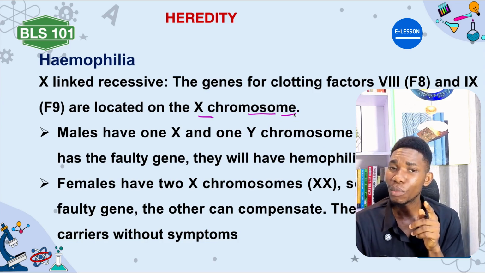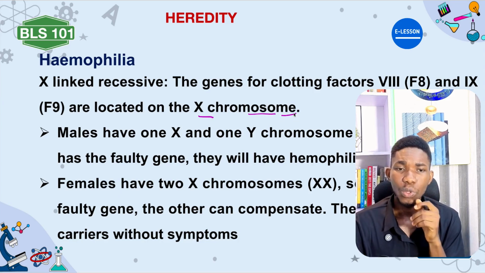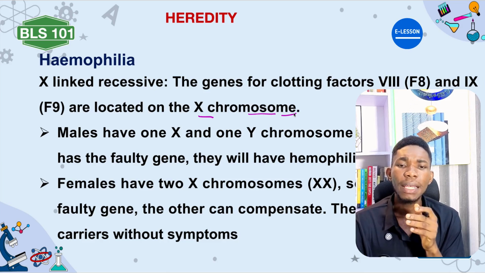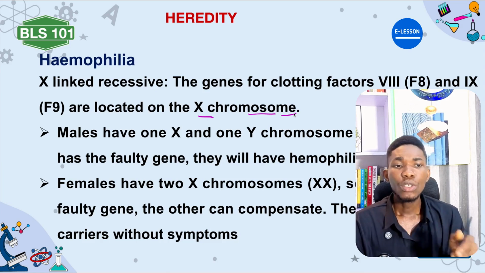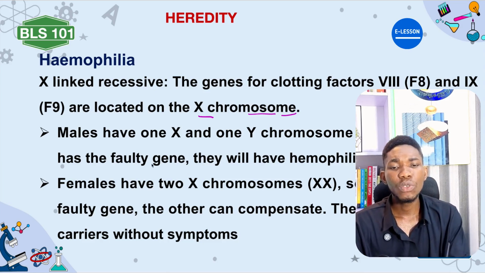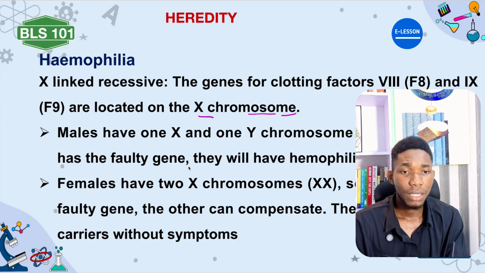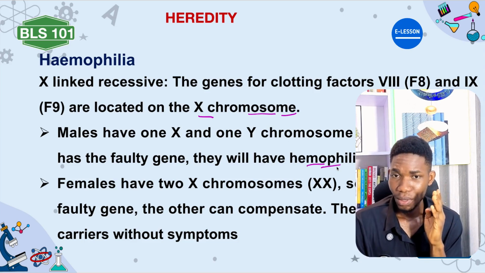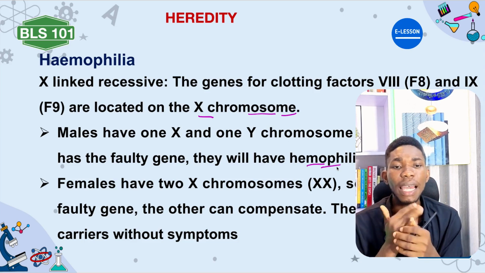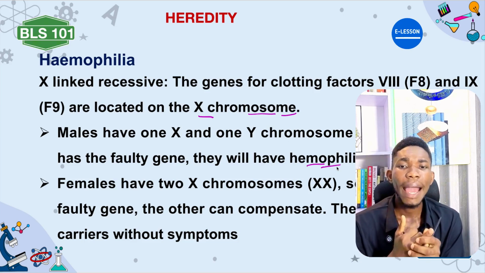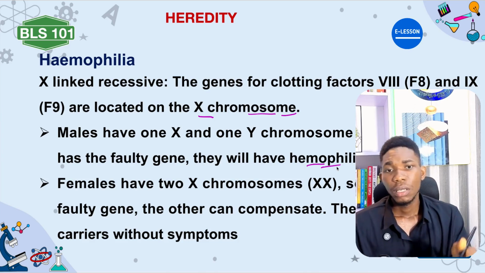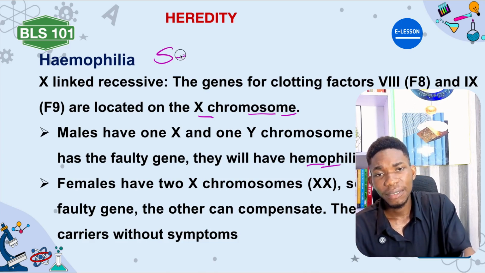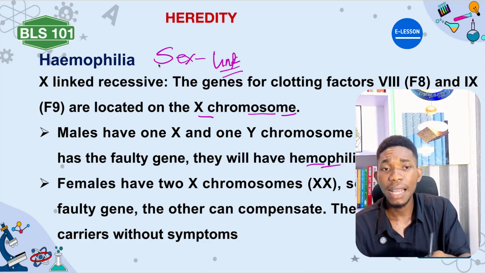They are located on which chromosome? X chromosome. Now, males have one X and one Y chromosome. So if their X chromosome has the faulty gene, they will have hemophilia. Take note. Males have one X chromosome and one Y chromosome. Hemophilia is sex-linked. It's linked to the what? The sex chromosome.